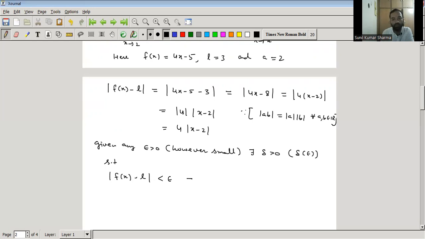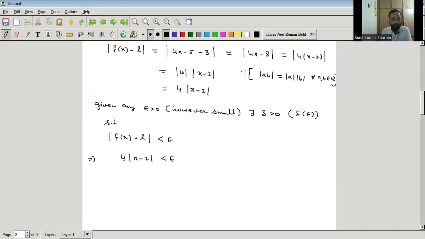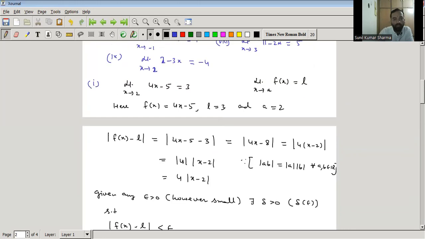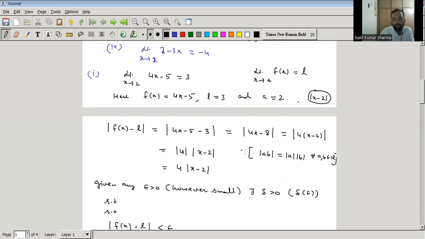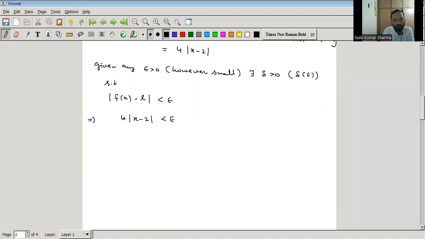And what is mod fx minus L? This implies 4 into mod x minus 2, that is less than epsilon. Now we have to estimate mod x minus a. Here a is 2, so we have to estimate mod x minus 2. Now we have 4 into mod x minus 2 less than epsilon.